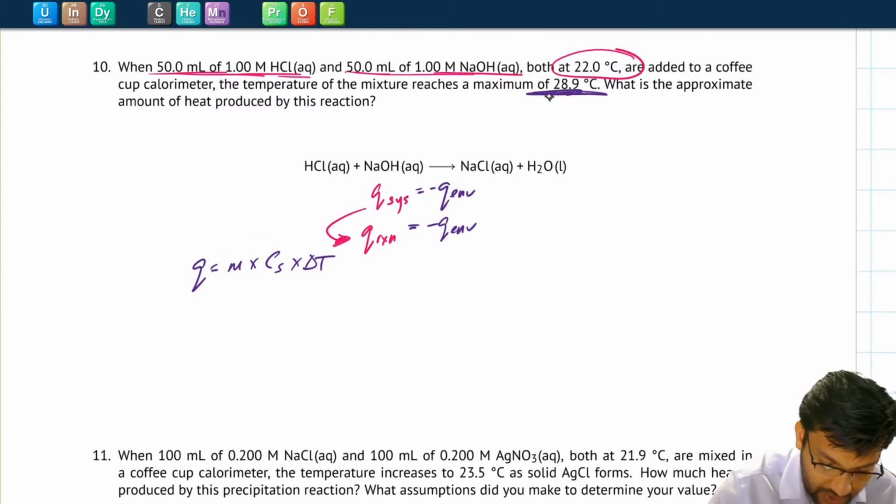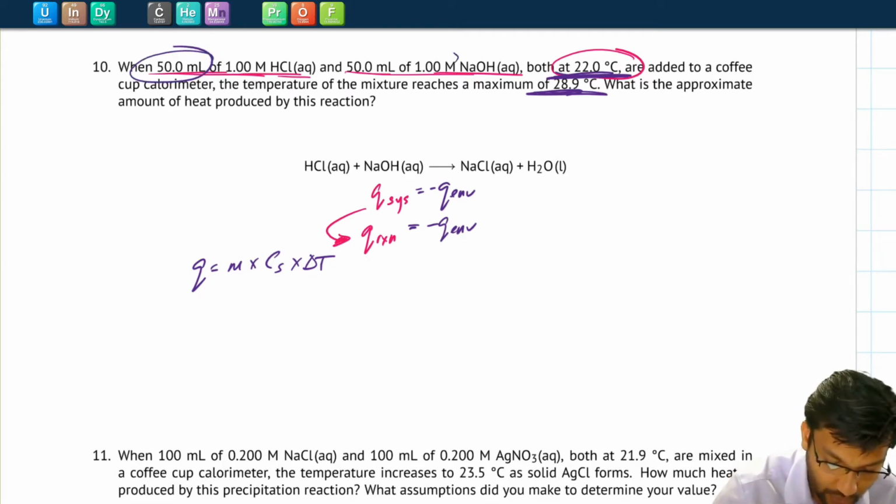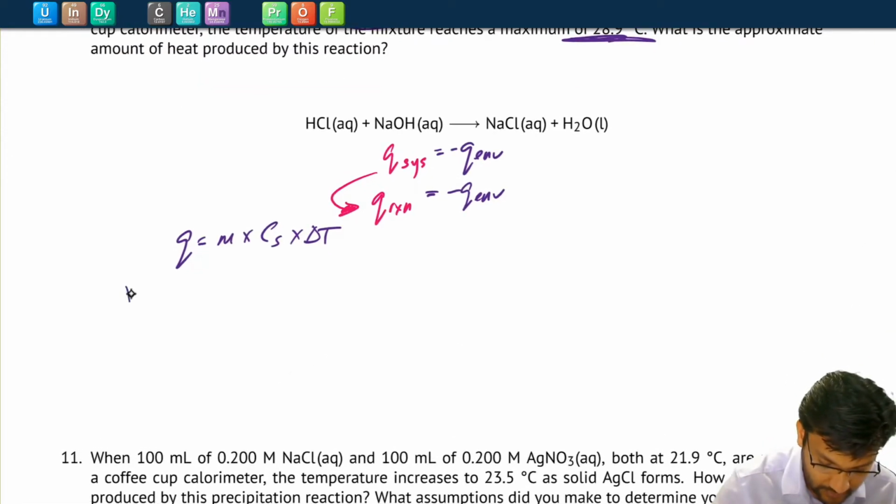We have the final temperature and the initial temperature, so we can calculate the temperature change. Do we have the mass? No, we don't have the mass of the solution, but we have the volume of HCl and the volume of NaOH. So the total volume of the solution will be 100.0 mL, right? 50 mL plus 50 mL.